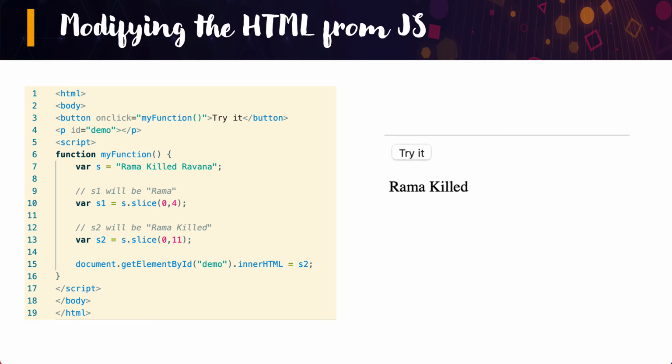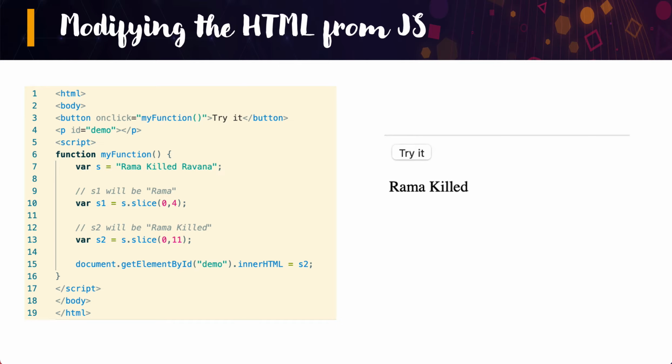Now let's look at the same example actually, but how we are modifying the HTML from the JavaScript. We have not touched upon it. I am talking really about line number 15. In the example on the left hand side, the browser, because we put a button there in line number 3, shows a try it button. However, when that button is clicked, see what we are doing. In line number 15, we are querying any HTML element with the ID demo.